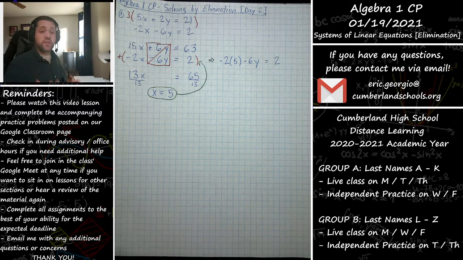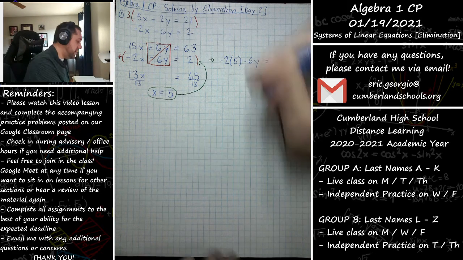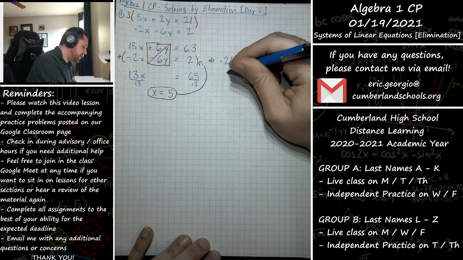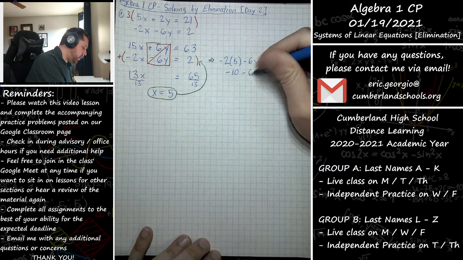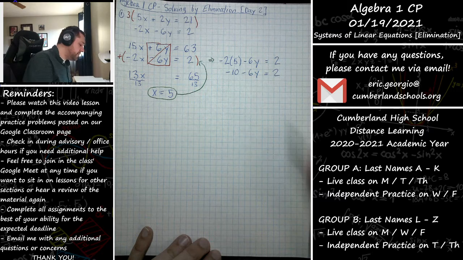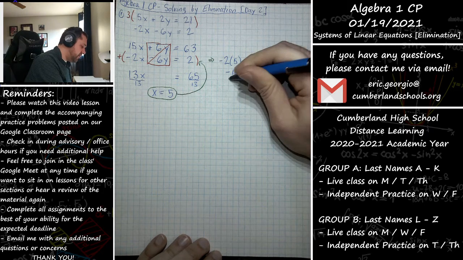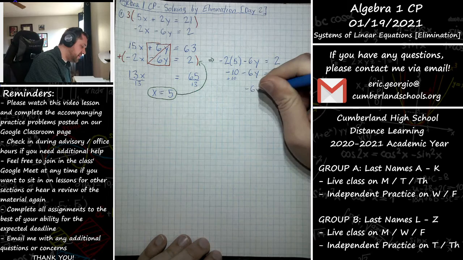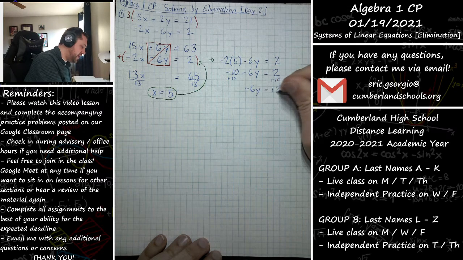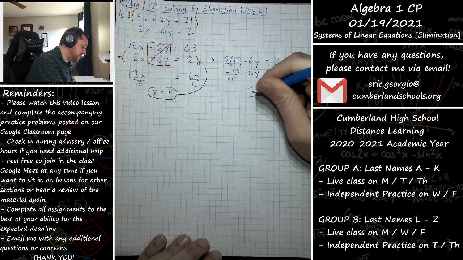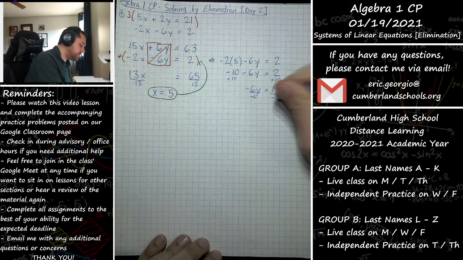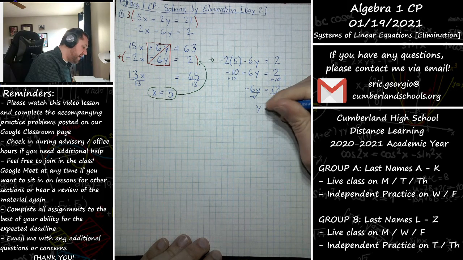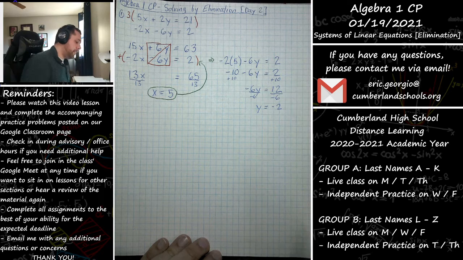And now we can just use a little bit of algebra to figure out what y is equal to. So I'm going to do exactly that. Negative 2 times 5 is negative 10 minus 6y is equal to 2. Let's get y by itself by adding 10 to both sides. This is a two-step equation. We should be used to doing this. Negative 6y is equal to 12. Divide both sides now by negative 6. And we would get that y is equal to negative 2.